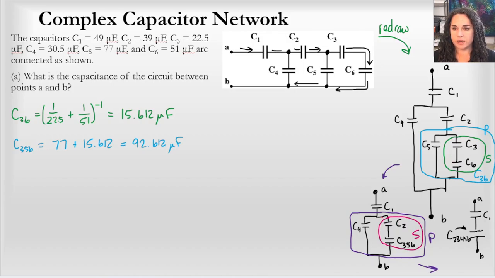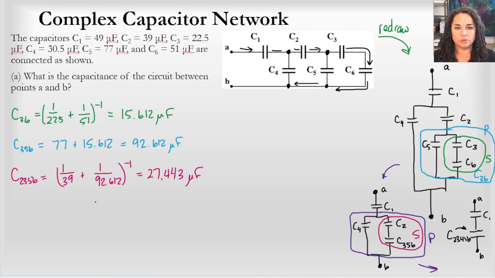Okay, I'm going to move on to the pink loop, or the pink simplification here. Now that we have those added together, C2 and C356 are in series with one another. Let's do another series. C2356 equals 1 over C2, 39, plus 1 over that equivalent capacitor, C356, which we just found, 92.612. Don't forget to invert that term. All right, and when we run that through the calculator, it's going to be less than both of these numbers because we're adding 1 over. It's going to get smaller, so we have 27.443 microfarads.